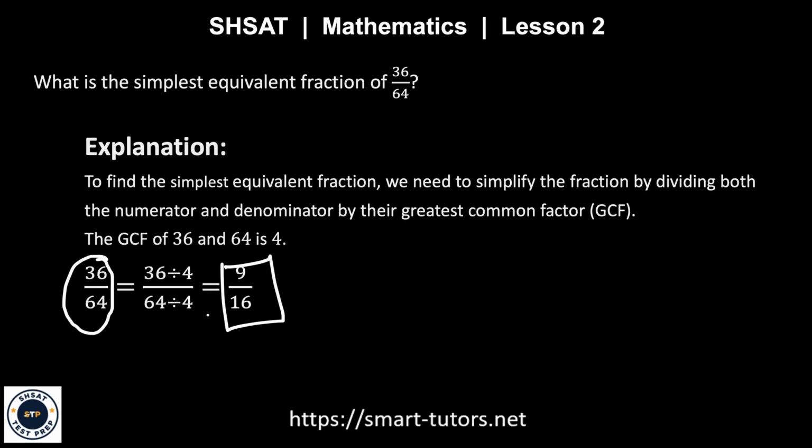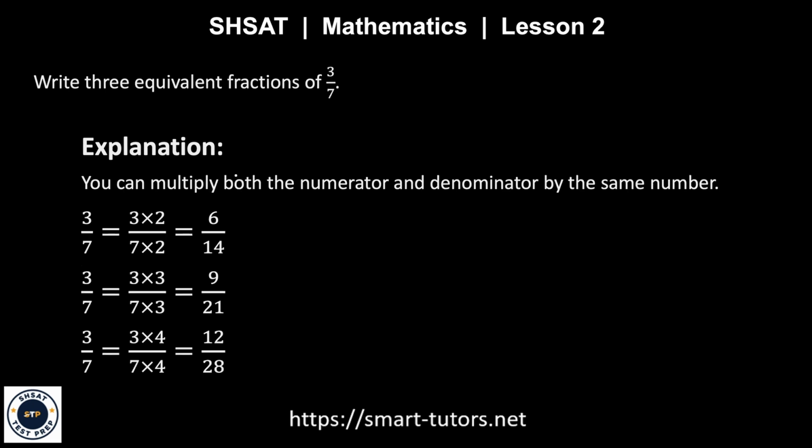So make sure that you understand. There is another one, called write 3 equivalent fractions. How do you write an equivalent fraction? If you want to find an equivalent fraction, you can either multiply top and bottom by the same number, or divide top and bottom by the same number. So 3/7: you can see here I multiplied top and bottom by 2. That gives you 3 times 2 is 6, 7 times 2 is 14. Same way, 3 times 3 is 9, 7 times 3 is 21. Then multiply by 4: 3 times 4 is 12, 7 times 4 is 28. So that's how you write an equivalent fraction.